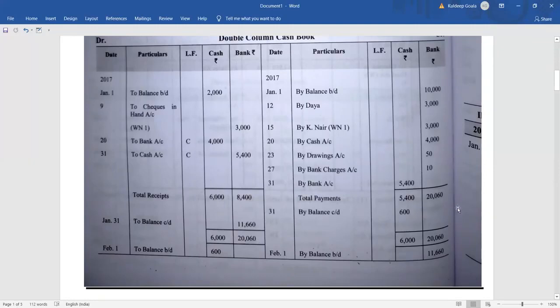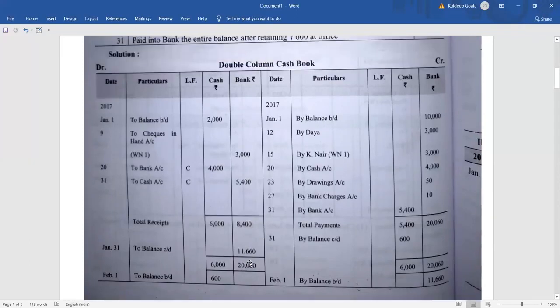And since we can see that the bank credit side was more, it is again a bank overdraft, so it is coming to balance carried down on this side. Whichever side is short, on that side only you are going to write the balance. So this 11,660 is nothing but the excess of the credit side. The credit side balance is called overdraft. So there is the overdraft balance of 11,660, and the cash has an excess balance of how much? 600 rupees. This is a debit balance.